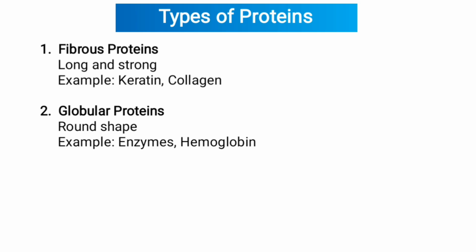Types of proteins. First one, fibrous proteins: long and strong, example keratin, collagen. Second one, globular proteins: round shape, example enzymes, hemoglobin.